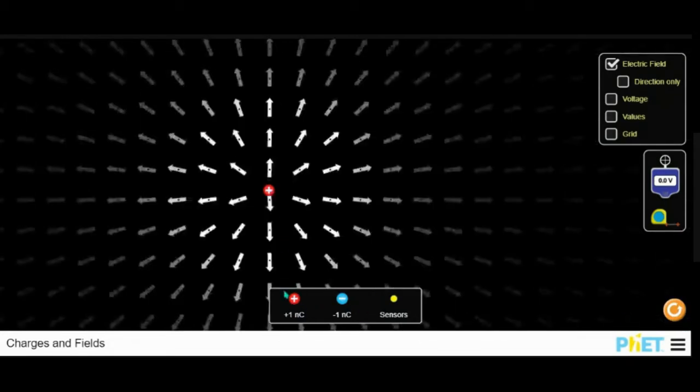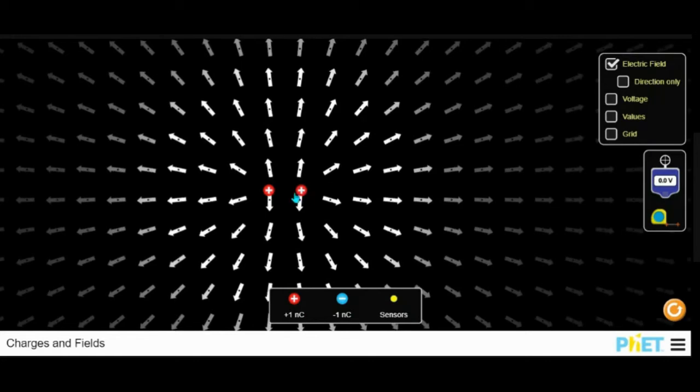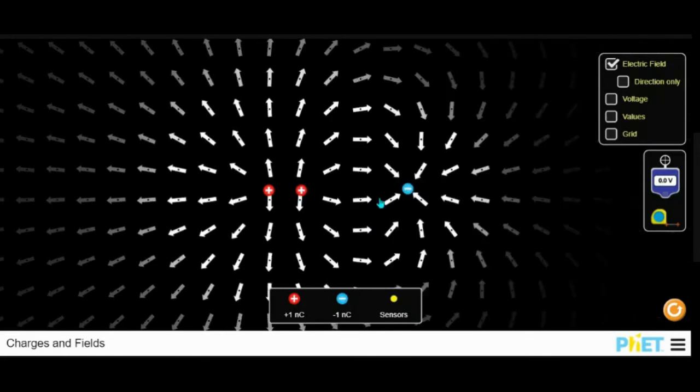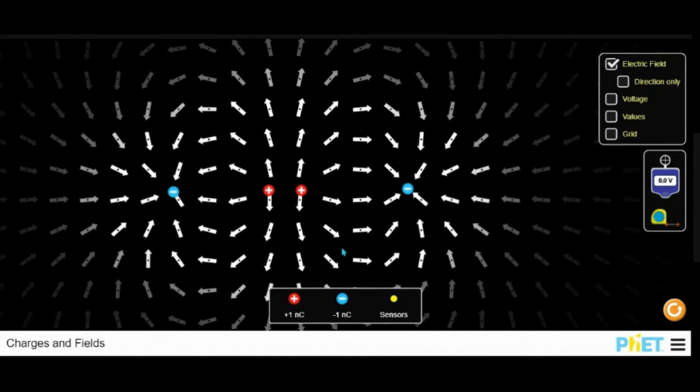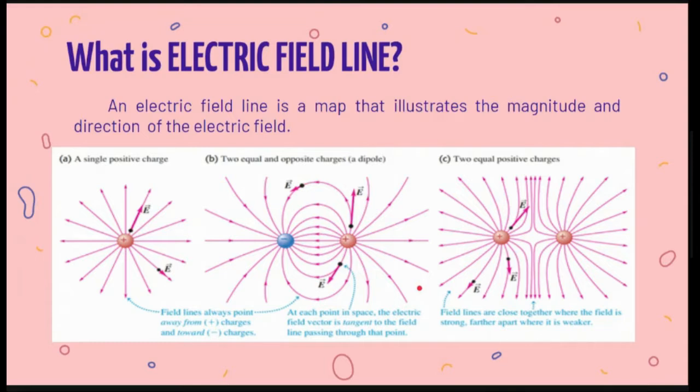What's going to happen if there are two positive charges? They do not intersect with one another. But if there is a negative charge, those electric field lines would go to the negative charge. Okay, so there are two. So there is a loop here. There's also a loop here. Any questions? That is an electric field line.